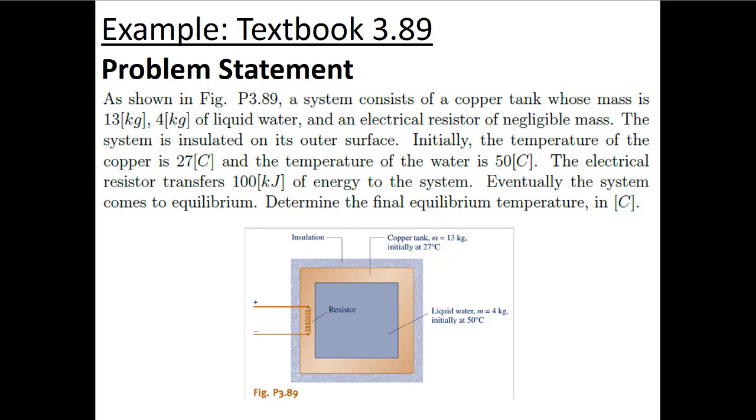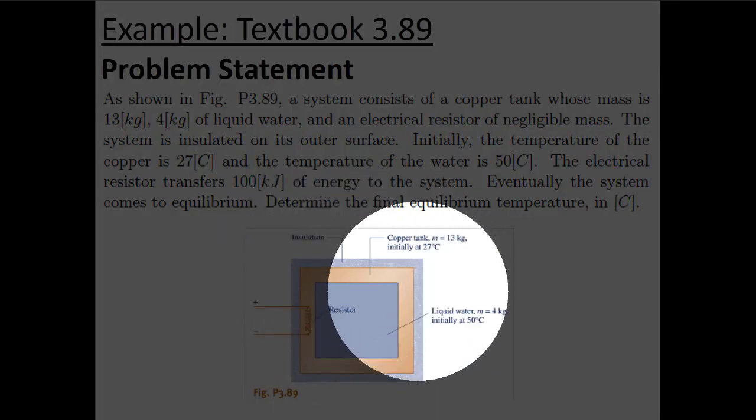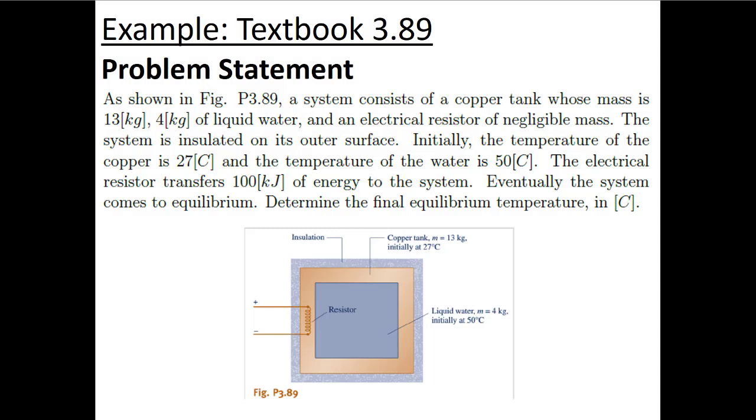The system is insulated on the outer surface. That, I think, is this speckled gray part on the outside. That's insulation. Initially, the temperature of the copper is 27 degrees and the temperature of the water is 50 degrees. The electrical resistor transfers 100 kilojoules of energy into the system, and then eventually the system comes to equilibrium, which in this case means the temperature everywhere is going to be the same. And we're asked to find that equilibrium temperature.